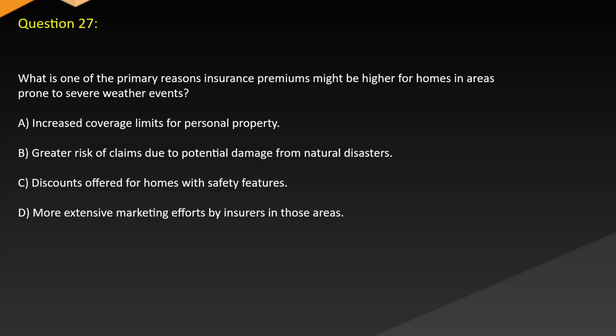Question 27. What is one of the primary reasons insurance premiums might be higher for homes in areas prone to severe weather events? A. Increased coverage limits for personal property. B. Greater risk of claims due to potential damage from natural disasters. C. Discounts offered for homes with safety features. D. More extensive marketing efforts by insurers in those areas.